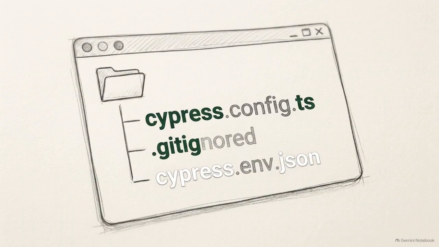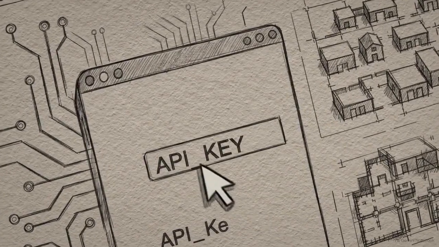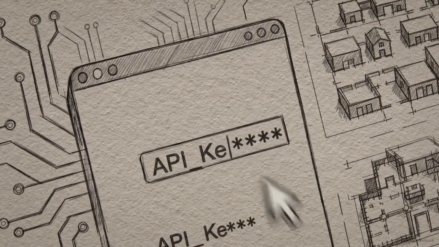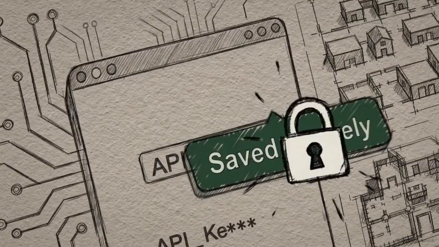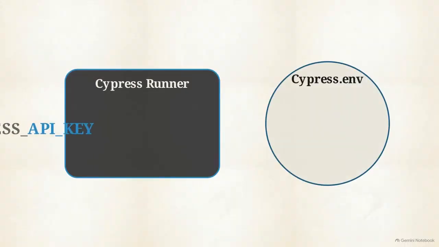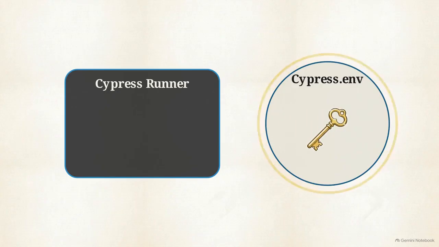This layered model is crucial for managing secrets. Passwords and API keys should never be committed to source control. They belong in CI-injected environment variables. By prepending Cypress to the variable name, you explicitly command the test runner to capture that value and expose it securely to the cypress.env object at runtime.